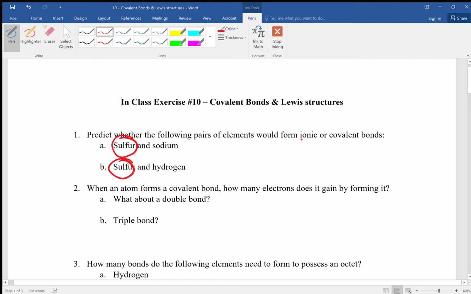And normally the easiest way to determine whether we have ionic or covalent bonds is whether we're dealing with two nonmetals or a metal and a nonmetal. The first pair, sodium and sulfur, is a metal and a nonmetal, so that will usually be ionic. And sulfur and hydrogen are two nonmetals, which gives us covalent.